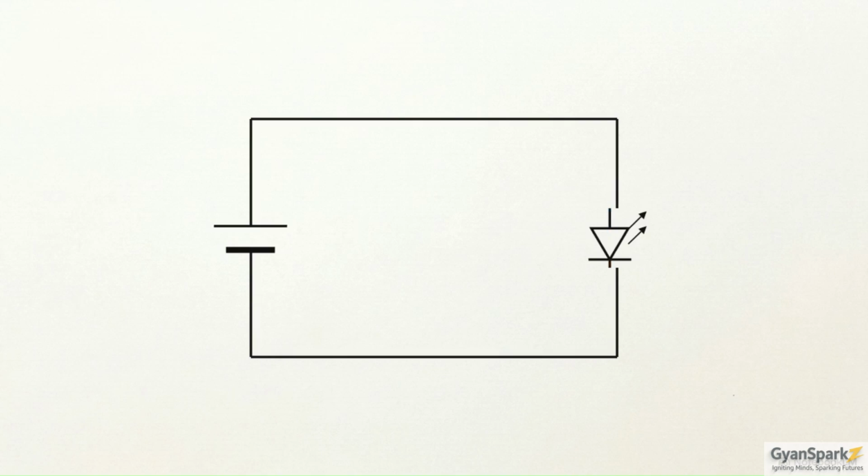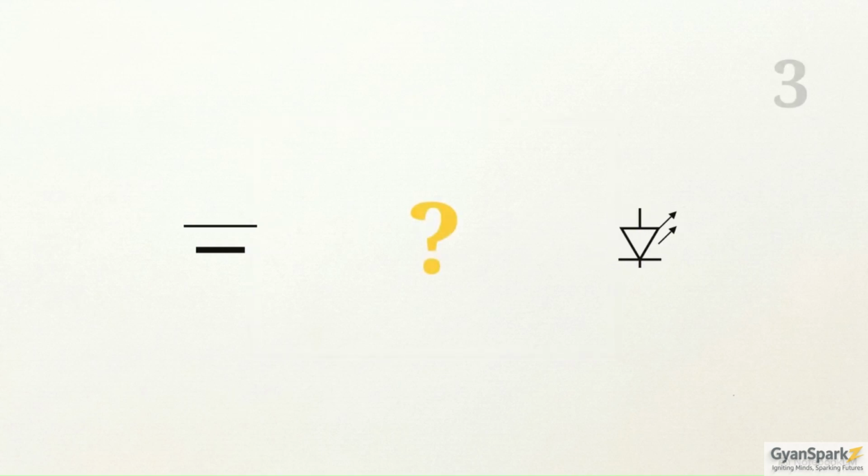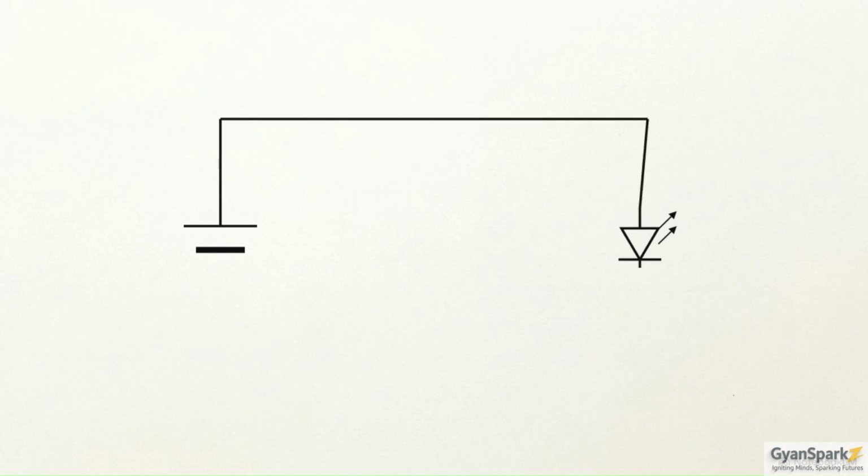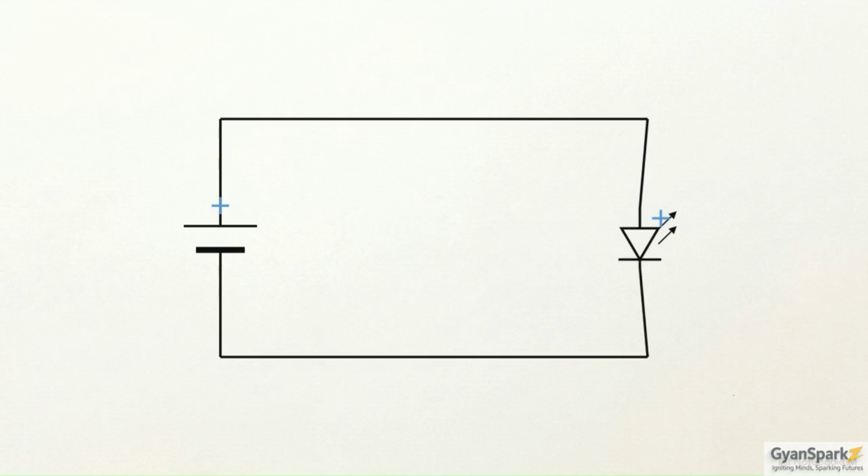Take a look at the long and short wires on the LED. Based on the battery symbols we just learned, where should the LED's long wire connect to create a working circuit? The long wire is the positive terminal. It must connect to the long, positive line of the battery. The short wire connects to the short, negative line. Once they snap into the correct positions, the current flows and the LED lights up.